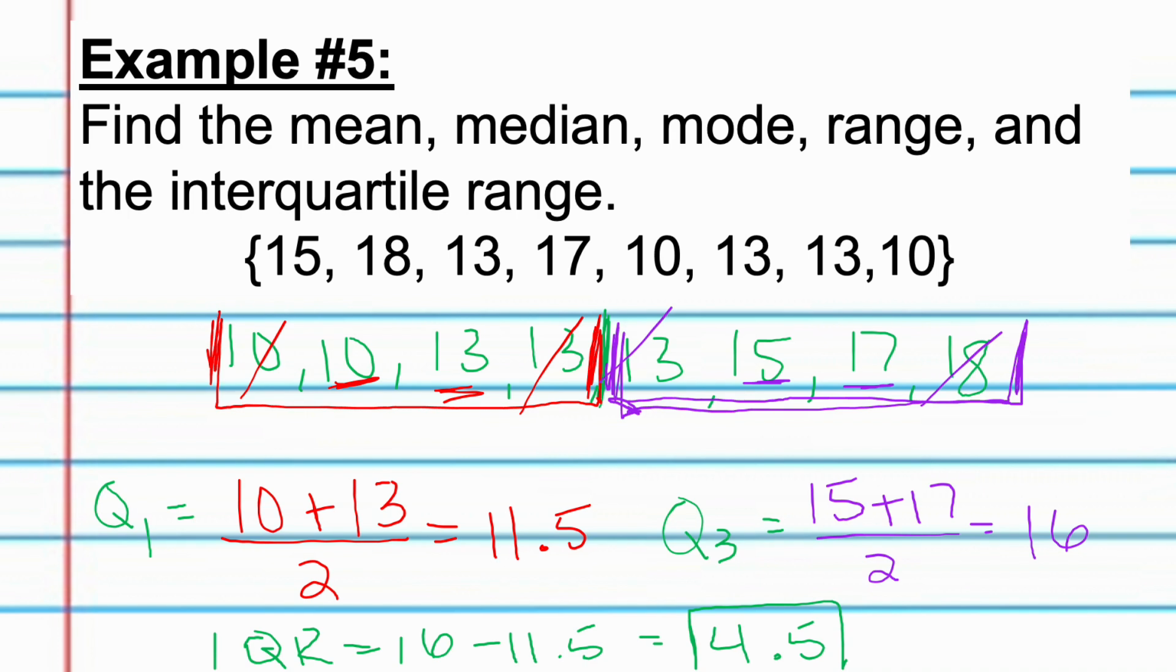Our interquartile range is quartile 3 minus quartile 1. So we have 16 minus 11 and 5 tenths, giving us 4 and 5 tenths as our interquartile range.